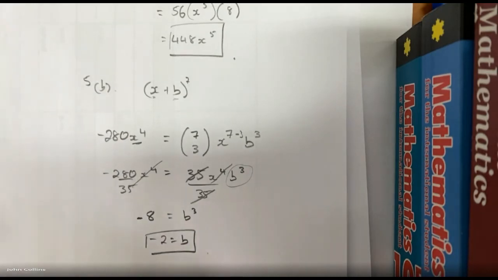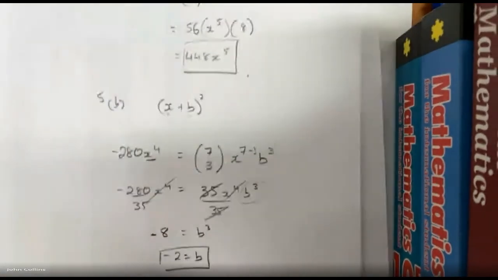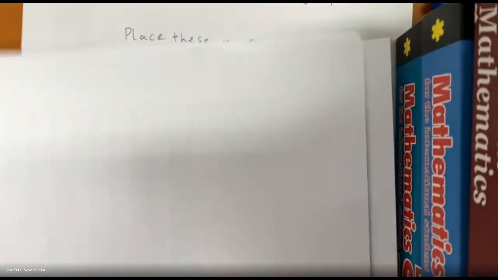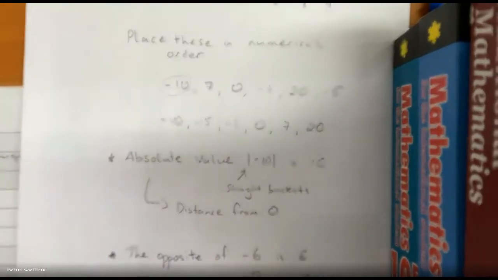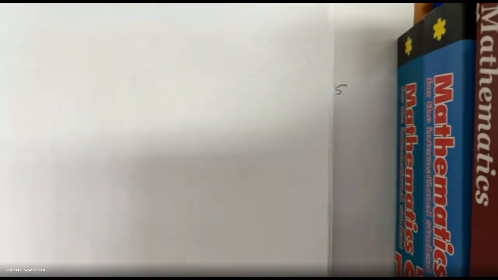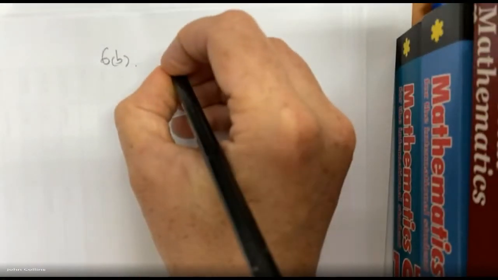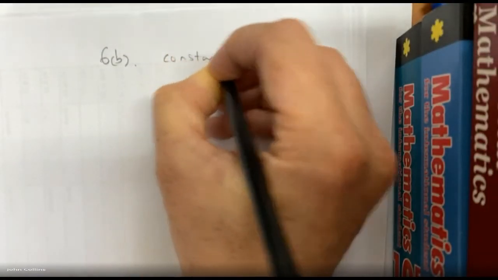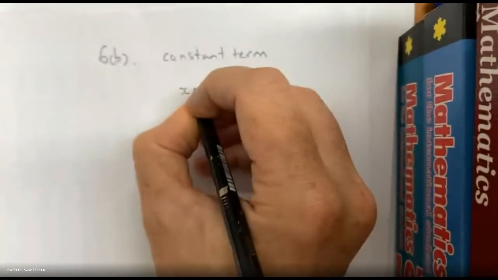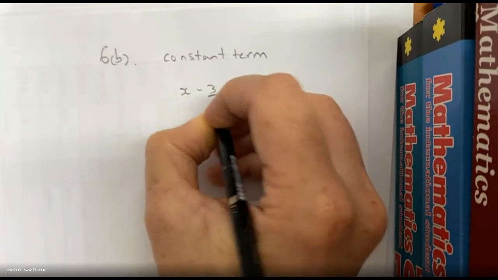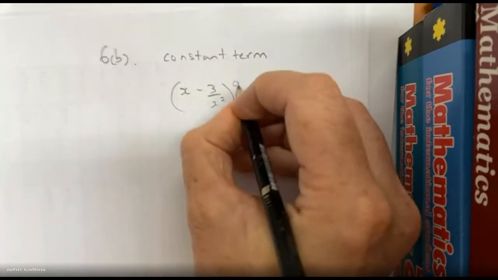All right, so that was question 4 and 5. I'm not going to do all of question 6, but I'll do maybe the second one. Find the constant term of the expansion. This is question 6b I'm going to do. Find the constant term of this expansion, x minus x squared to the power of 9.